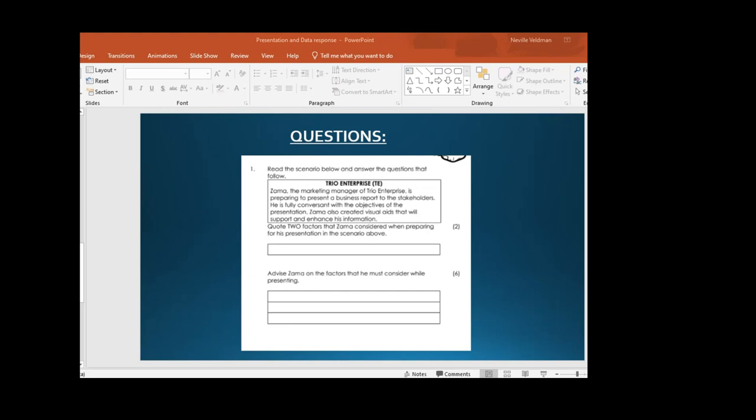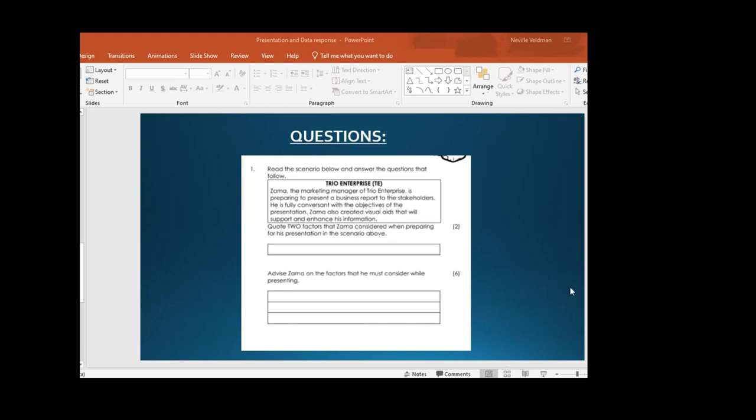So remember what I've said. You had to underline, and the first one was the before, and the second one was the during. Don't forget what I said about your T for the time frame, the duration, the V for the visual aids, and then the F for the feedback. In the first one here, I see you got that it's fully conversant with the objectives, and you also need to create visual aids. Can you see there? That's why I told you that you must always look for those acronyms. So well done to those schools that got it right.